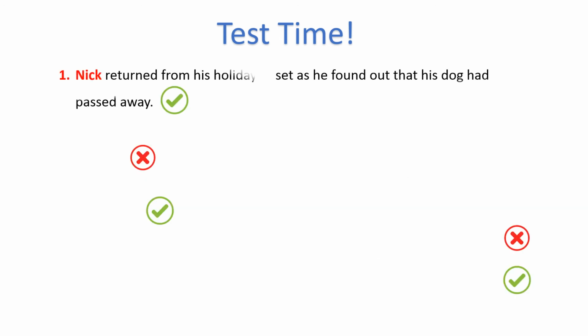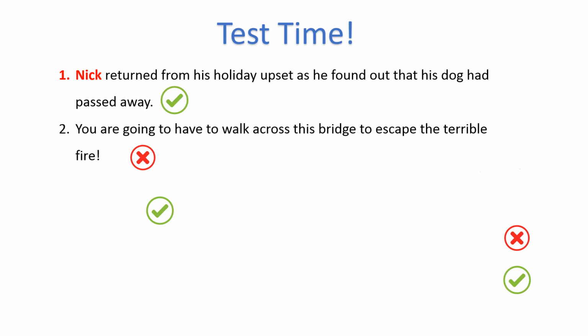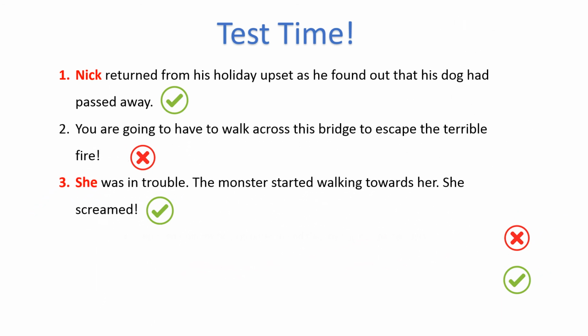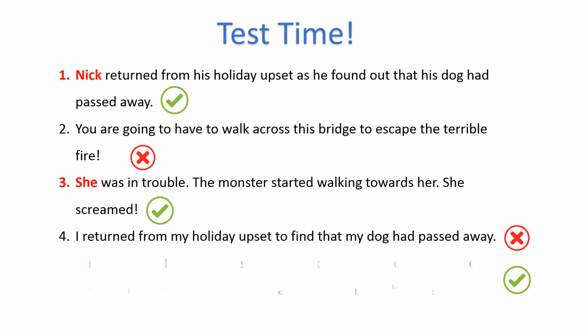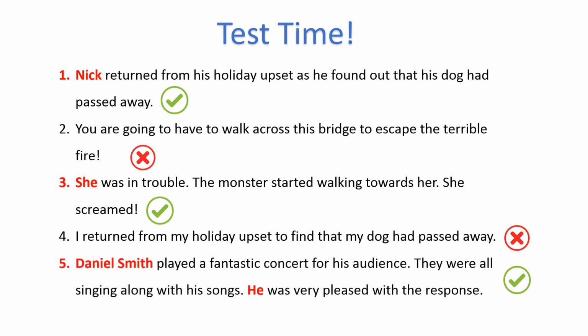Let's check the answers. Well done if you got that correct. So for the first one, person's name. Second one, not correct. Third one, she is used. Fourth one, I is used, and you know that when you're writing third person, you don't use I. And then the fifth one, Daniel Smith, a person's name, and he. So there were two. Well done if you spotted both of them.